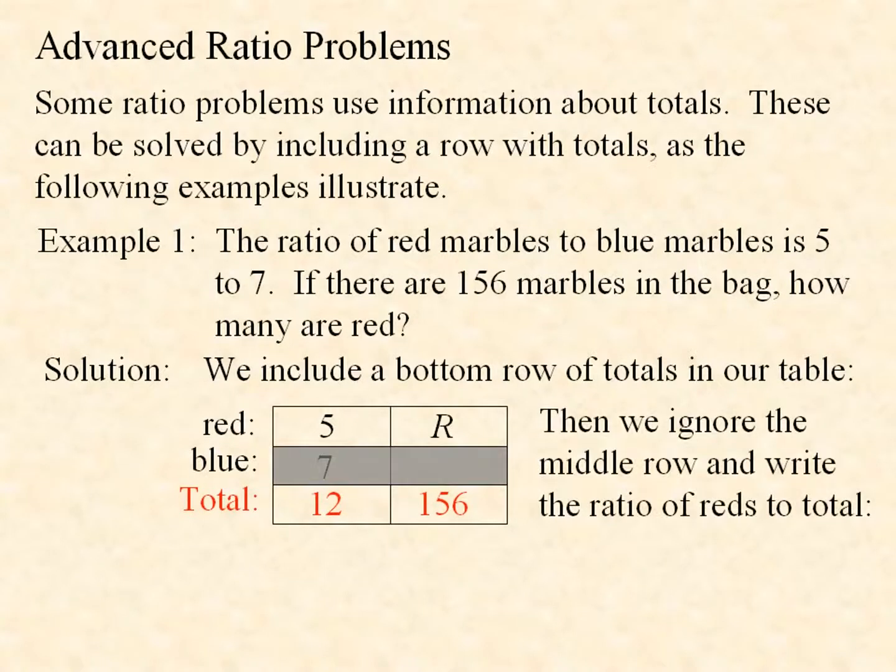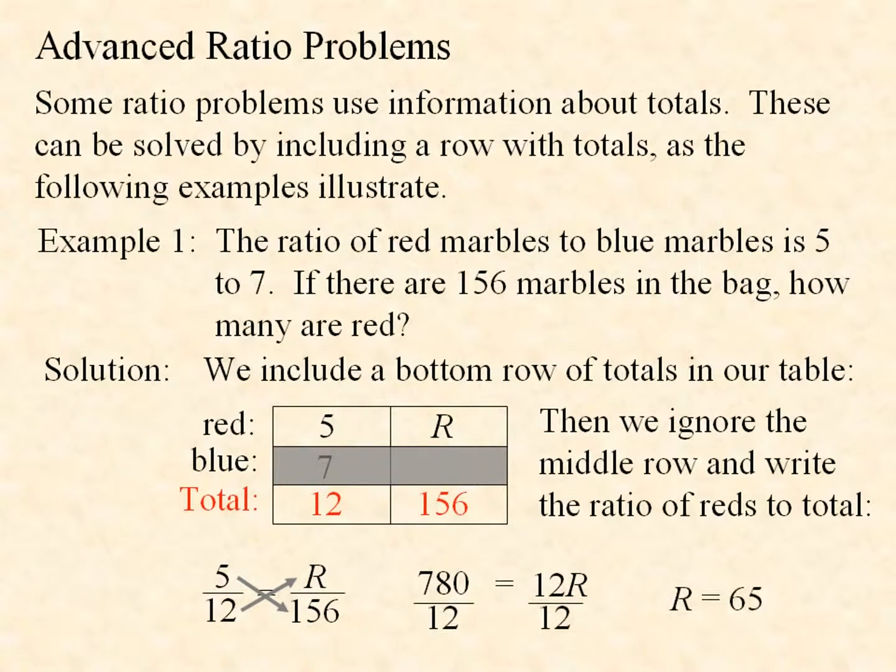So we ignore the middle row and write the ratio of reds to totals. 5:12 as R is to 156. Then we cross multiply to solve. 5 times 156 is 780, and that's equal to 12 times R. So we divide by 12, and we find R is equal to 65. So there must be 65 red marbles.